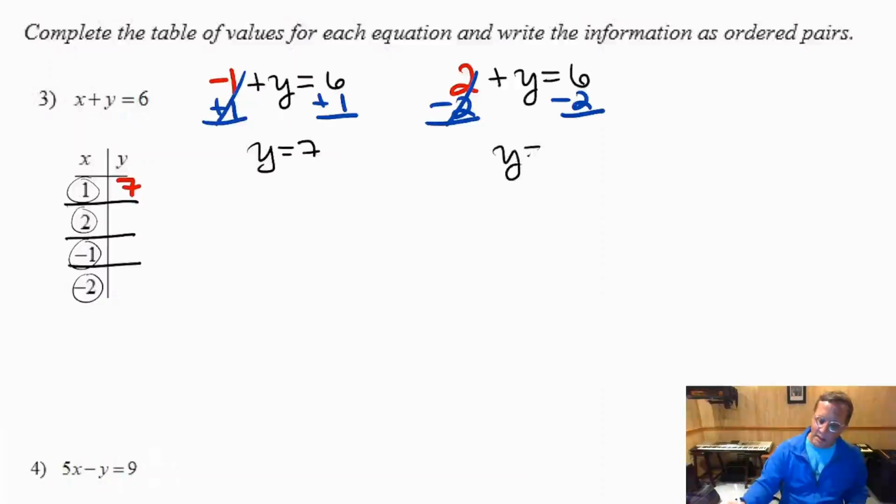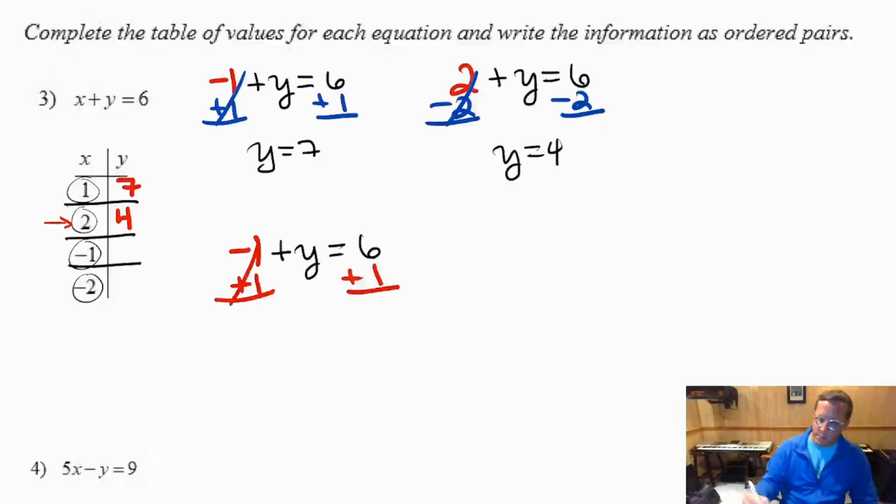and you get y equals 4, right? So when x equals 2, y equals 4. When you put in -1, you're going to add 1 to both sides, and then we get y equals 7. And then I just noticed I made a mistake up here.